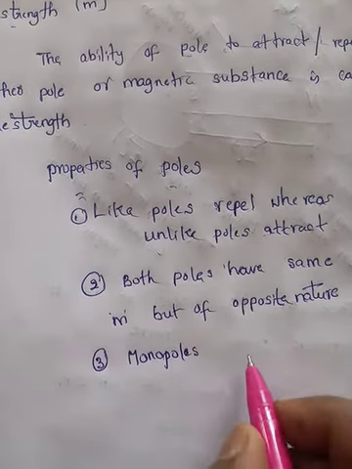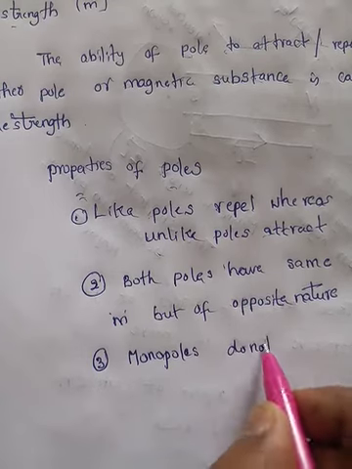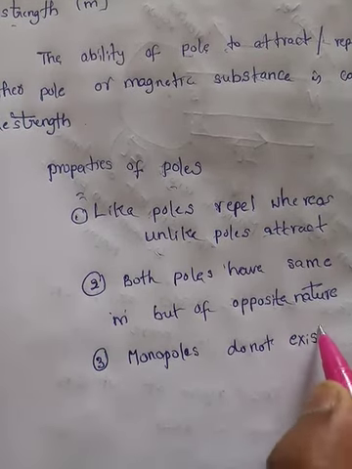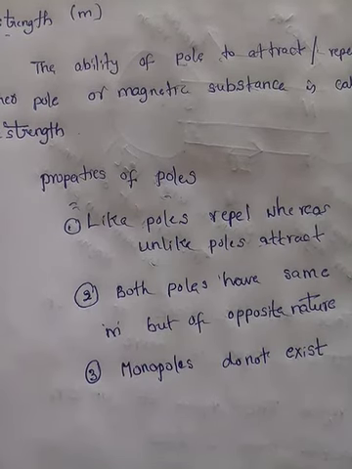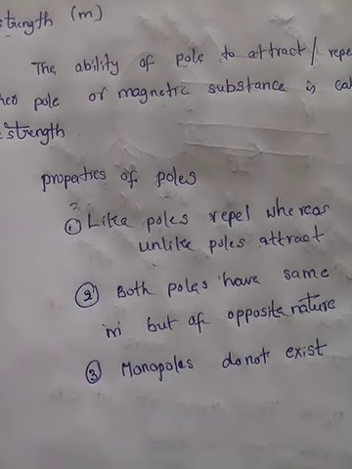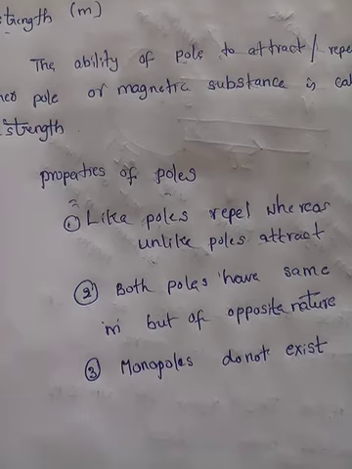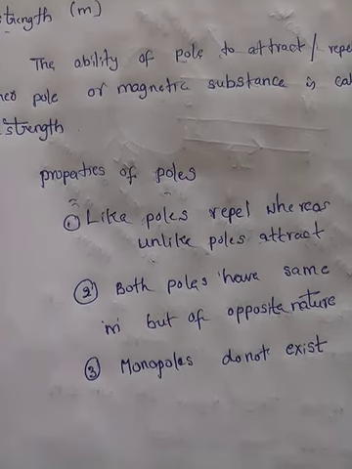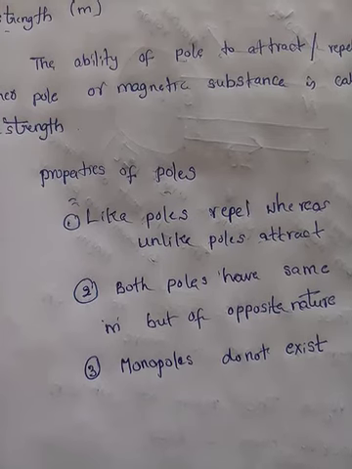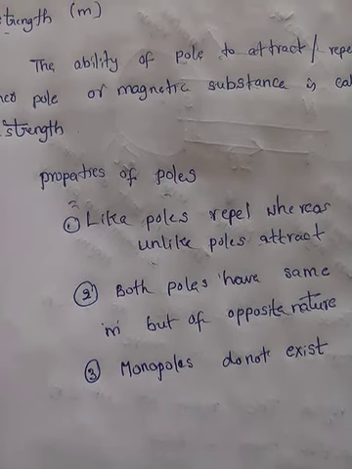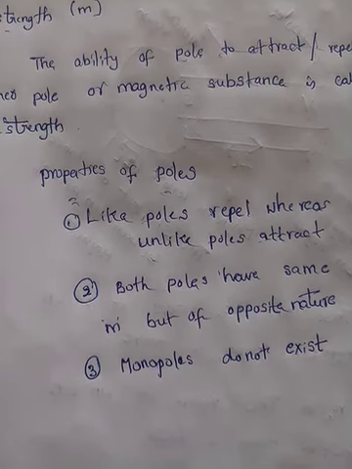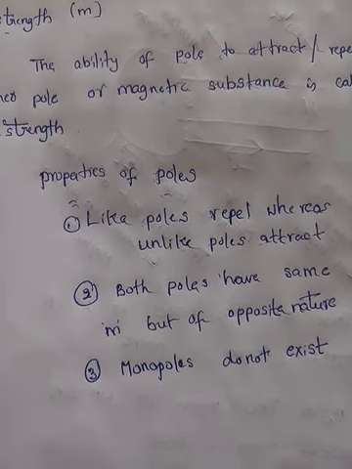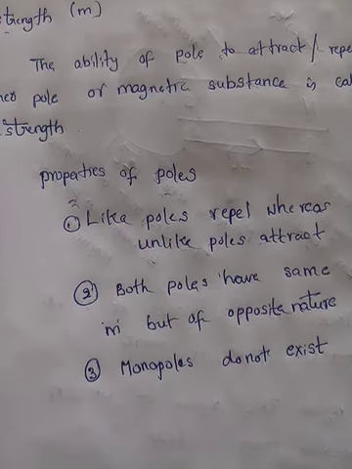Monopoles do not exist. Means if a bar magnet is cut into several pieces, each piece has a north pole and a south pole. Means a single pole cannot exist. Poles always exist in pairs. That is the very important property of poles.